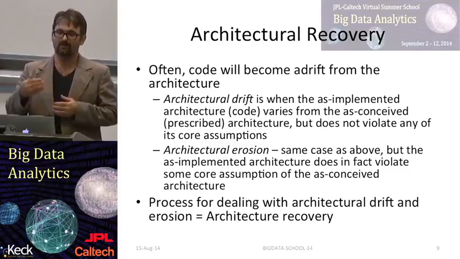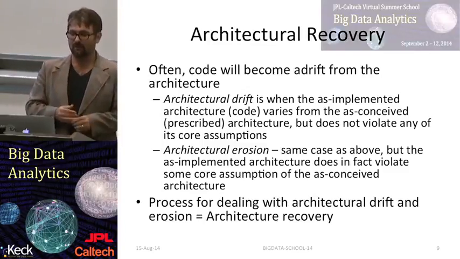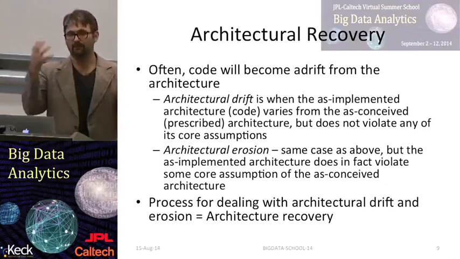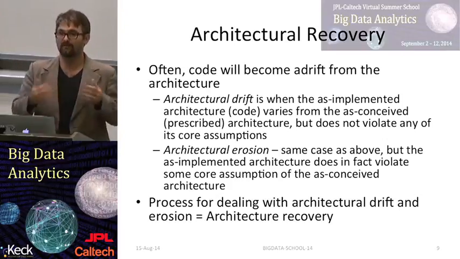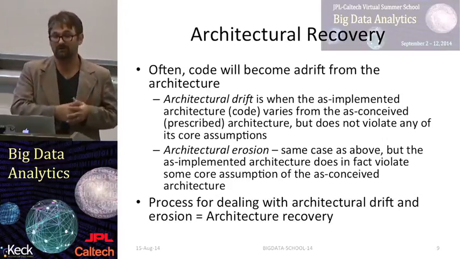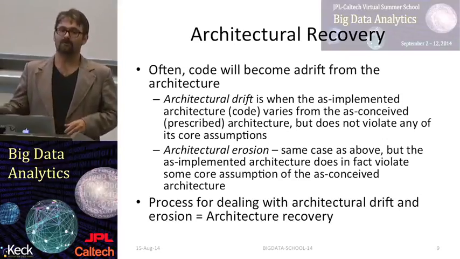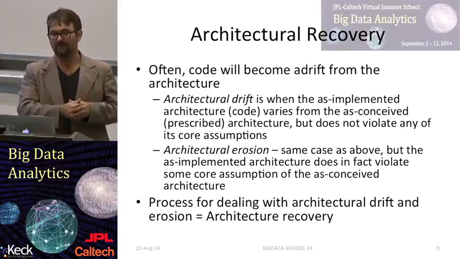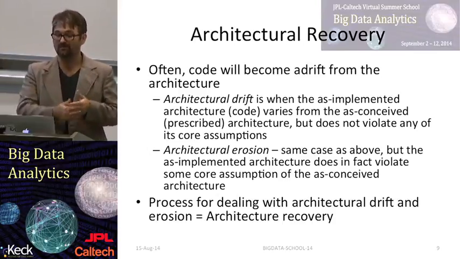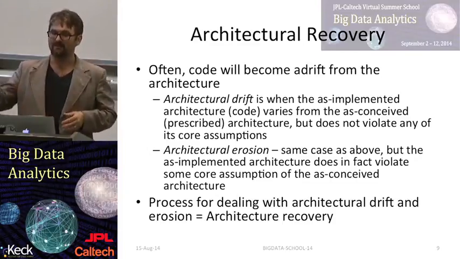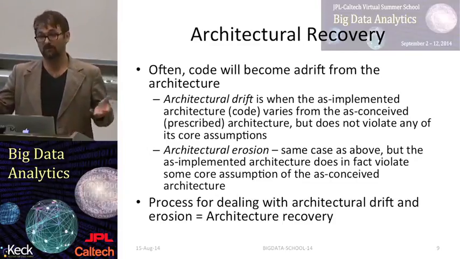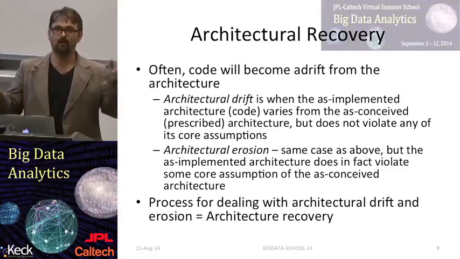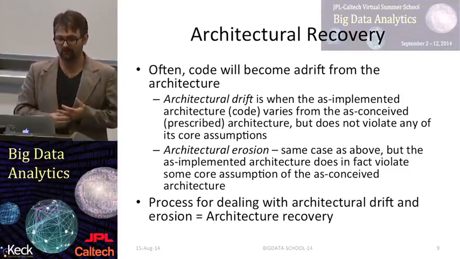Well, we call it two different things. We call it either drift or erosion. Drift is basically when the code, the as-implemented architecture, varies from the prescribed or thought-of software design, or based on architectural modeling notations or whatever. If that code varies from that, but it varies in such a way that it doesn't violate any of the core assumptions of the architecture, we call that drift. And it's a subtle difference between that and erosion. Erosion is pretty much the same case, except the variations in the code from the actual prescribed architectural model cause such a difference that it actually does violate a core requirement, or it violates a core fundamental principle of the software system.